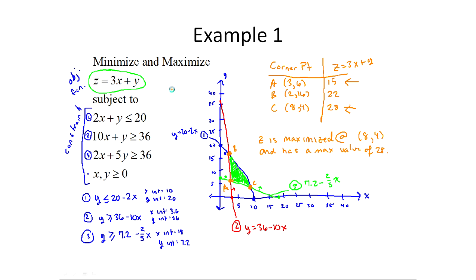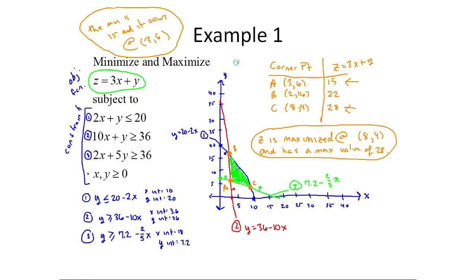Another way to write it, so I'll show you just another way to write it. We'll put it up here because I'm running low on space. We'll say the min is 15, and it occurs at 3, 6. So if I'm maximizing and minimizing, both of those would be answers, so I'd want to circle them.